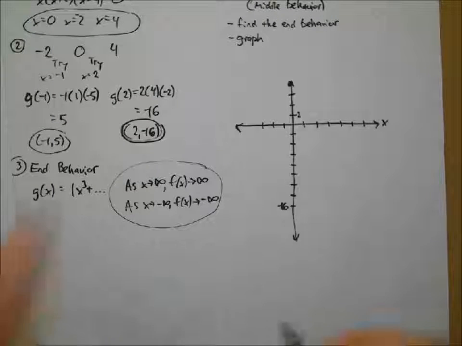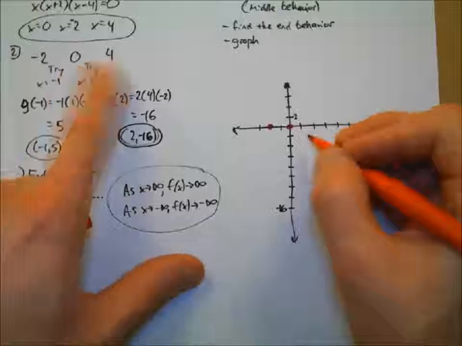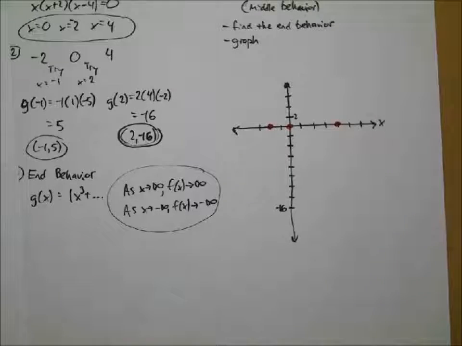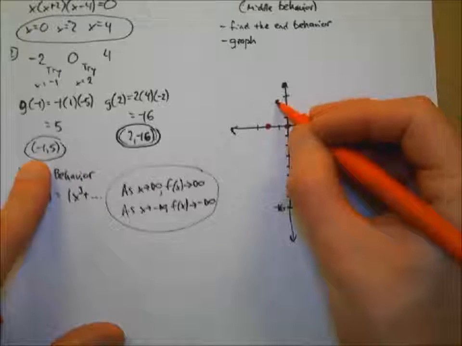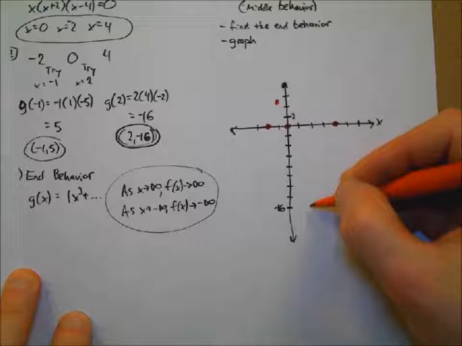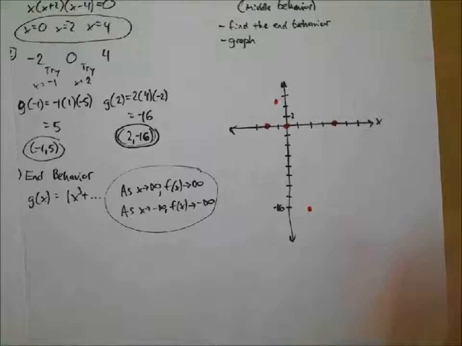All right, so let's plot these points now. I'm going to use a different color so it shows up better. Oh, there you are. All right. So negative 2 is a 0. 0 is a 0. 1, 2, 3, 4 is a 0. Okay. We'll plot negative 1, 5. Negative 1, 2, 4, halfway, 5. Okay. And then 2, negative 16. 1, 2, negative 16, all the way down here. So I can connect these dots from left to right.